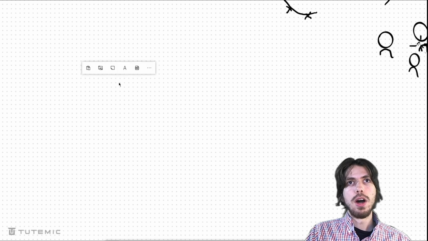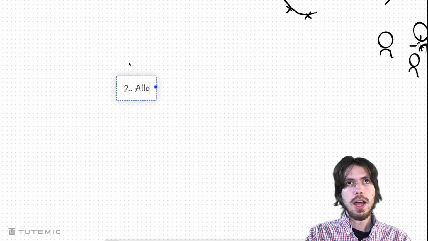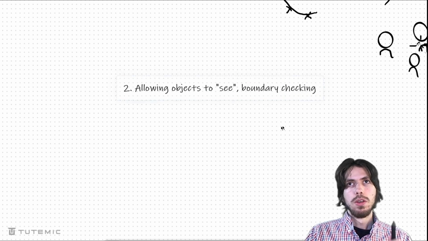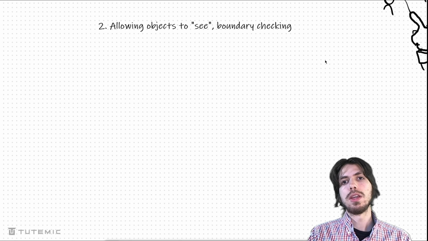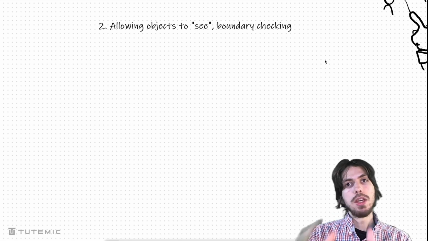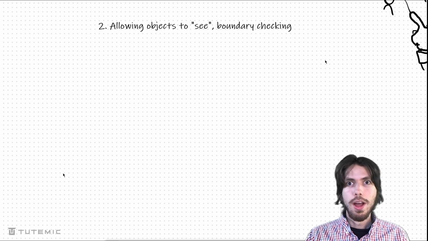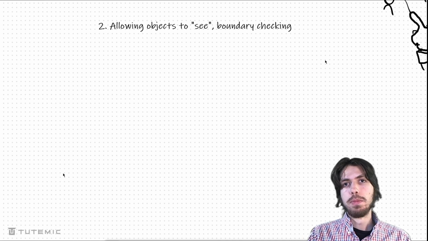The second way that you would often want to use raycasting is essentially allowing objects to see, or boundary checking. Okay, so with the first category of ways of using raycasting, it's mostly the player being able to interact with objects in space. However, you can use raycasting so that objects are able to see whether or not other objects are behind walls, or if certain objects are on top of the ground. We'll talk about that one by one.